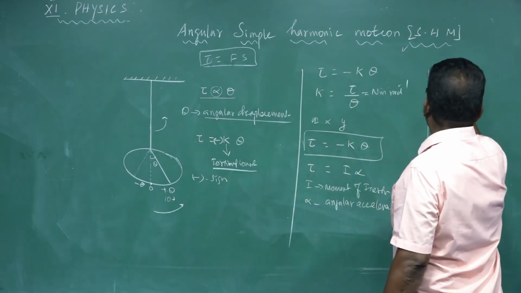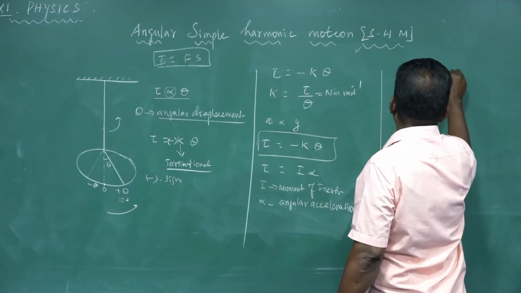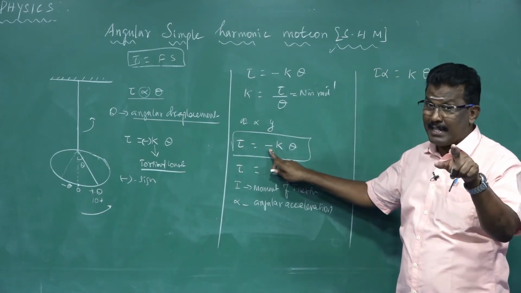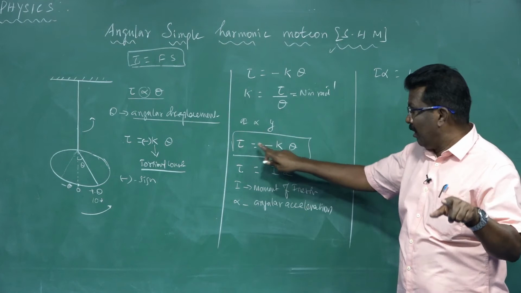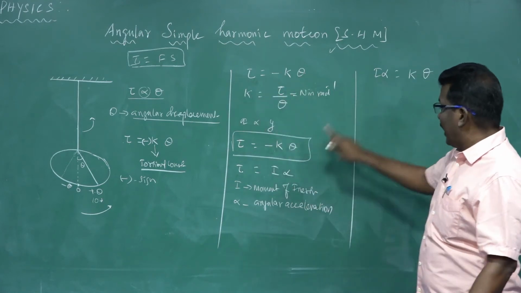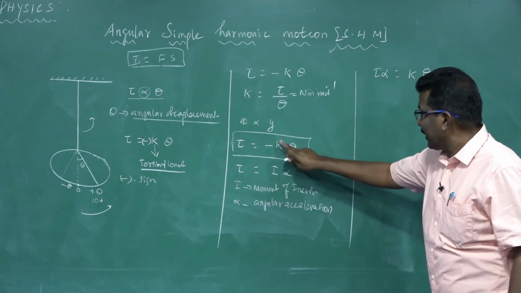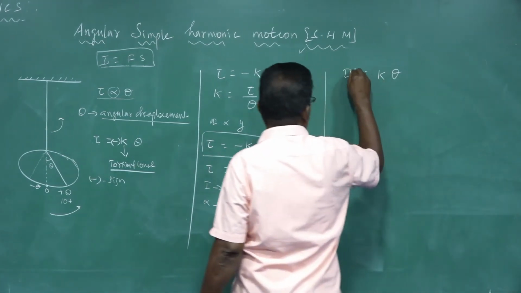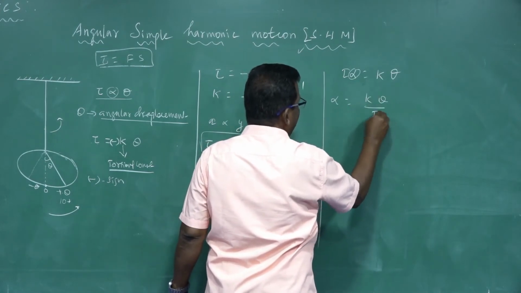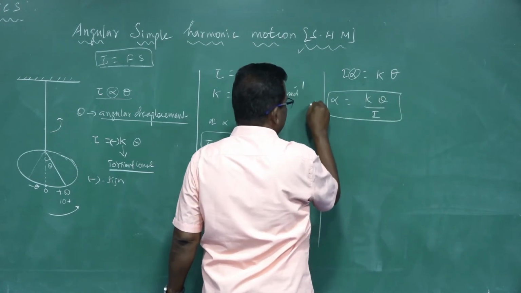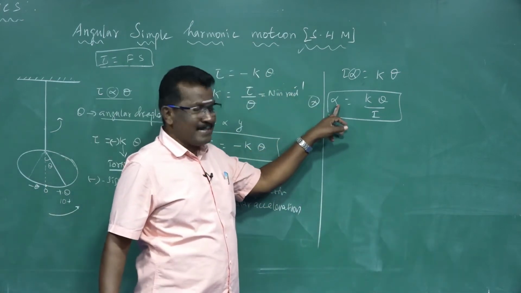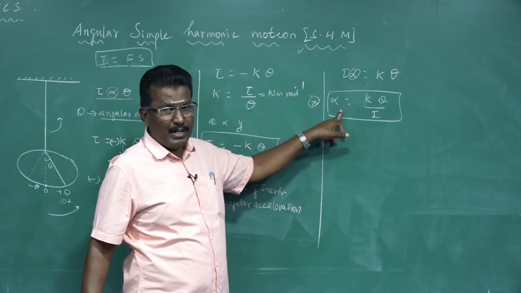I alpha is equal to k theta. Don't use the minus sign here, because we know the minus sign always indicates that the torque is opposite to the angular displacement. So I alpha is equal to k theta, so alpha is equal to k theta by I. This is the angular acceleration.